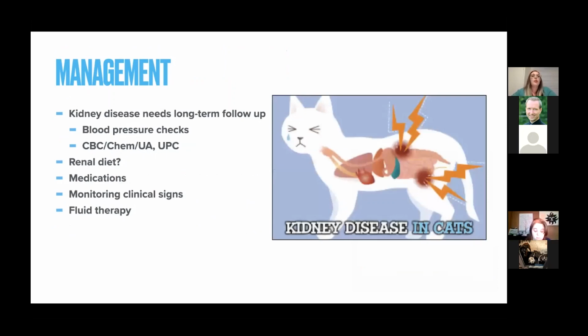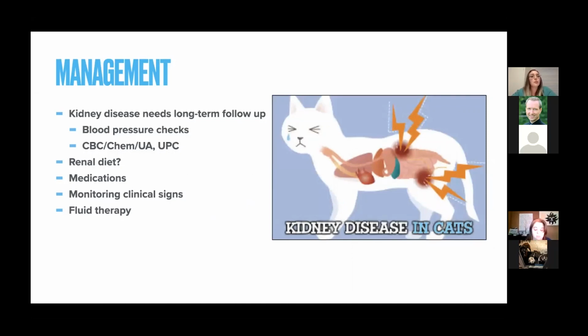So how are we going to manage these pets with kidney disease? We know that these pets need long-term follow-up. Chronic blood pressure checking, even if they seem okay, because their blood pressure can change within a couple of months. So it's very important to check up on that, make sure that they're normal, and make sure we're catching any changes if it's starting to trend high.